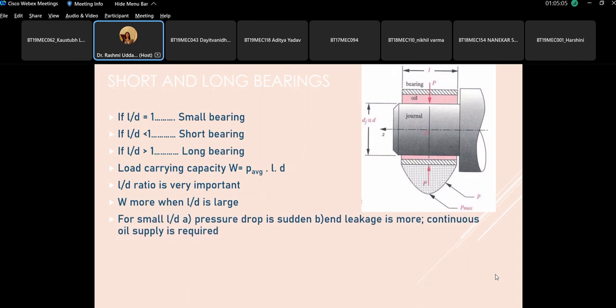But then what are the disadvantages or advantages of a long bearing? If it's a small bearing, where the L by D ratio is equal to 1 or less than 1, the pressure which is varying between the ends is very acute, very sudden, if this L is small. It starts from minimum, reaches maximum and drops again. So this pressure drop is sudden, whereas for a long bearing, you get a smoother curve for pressure distribution.